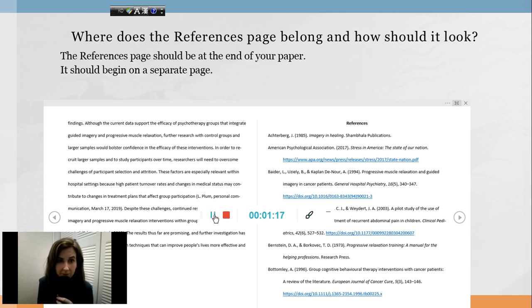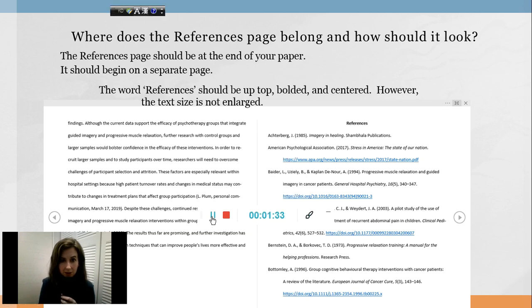The reference page should be at the end of your paper. It should begin on a separate page. And the word References should be up at top, bolded and centered. However, the text size is not enlarged, so you're just going to keep it the same font size as the rest of your paper.